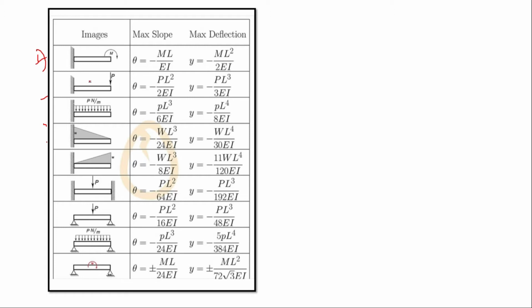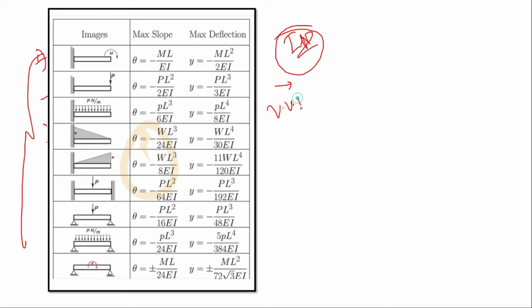Now if a point load is acting on a cantilever beam, then slope will be PL square upon 2 EI, and maximum deflection will be PL cube upon 3 EI. I've given you all those tables. This table is very important from your examination point of view. They directly ask you these formulas, or they will give you some question based on these formulas. So don't forget these values. These are very important. Take a screenshot of this and just learn it up.